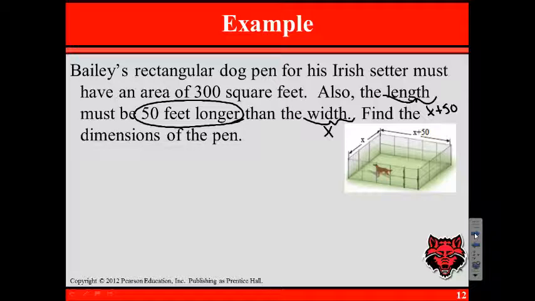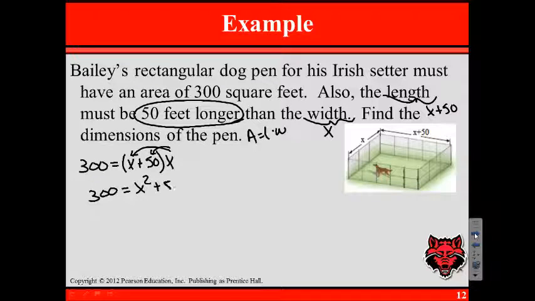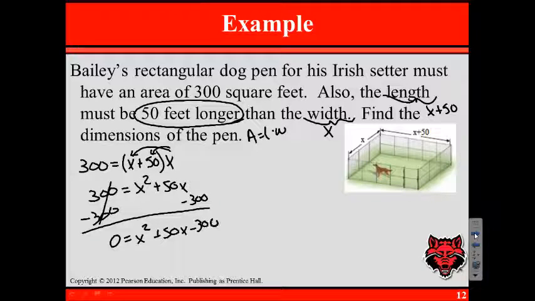Remember, the area of a rectangular pen, or a rectangle, will be area equals length times width. And so if we plug in the information we know, the area is 300. So 300 equals length, which we called x plus 50, times width, which we said was x. So we distribute the x inside the parentheses, and we have 300 equals x squared plus 50x. We want our quadratic in standard form, so we subtract 300 from each side. We're left with 0 equals x squared plus 50x minus 300.